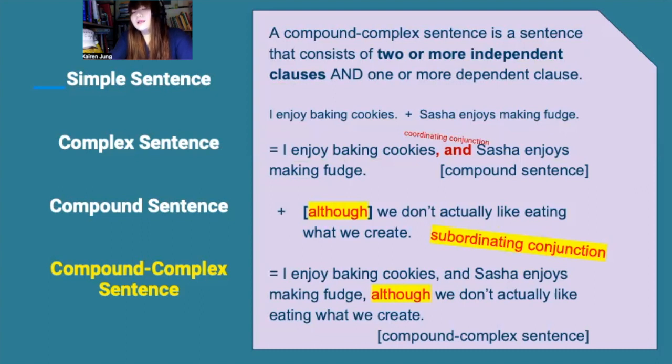And if you add a subordinating conjunction, "although," you get the compound complex sentence. I enjoy baking cookies and Sasha enjoys making fudge, although we don't actually like eating what we create.